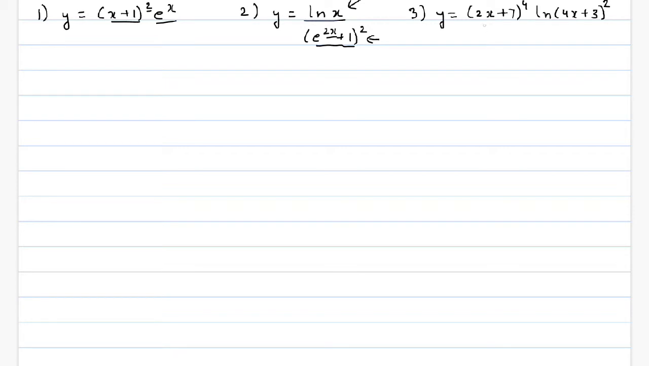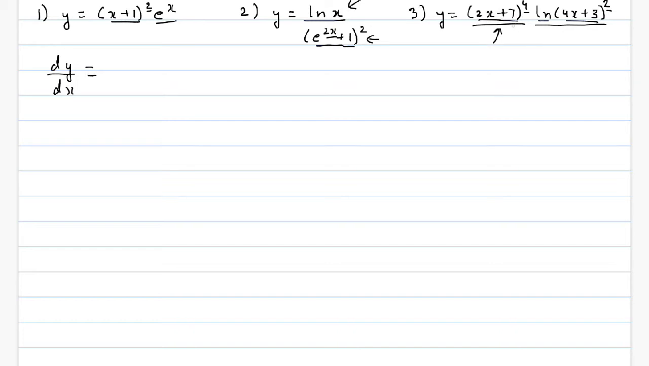For the third one, again we have multiplication rule first, this into this. Then for the first one we have two different functions, we have 2x plus 7 raised to 4, and for log we again have two different functions, actually three different functions: we will have log, then we will have squared, and then we will have 4x plus 3.